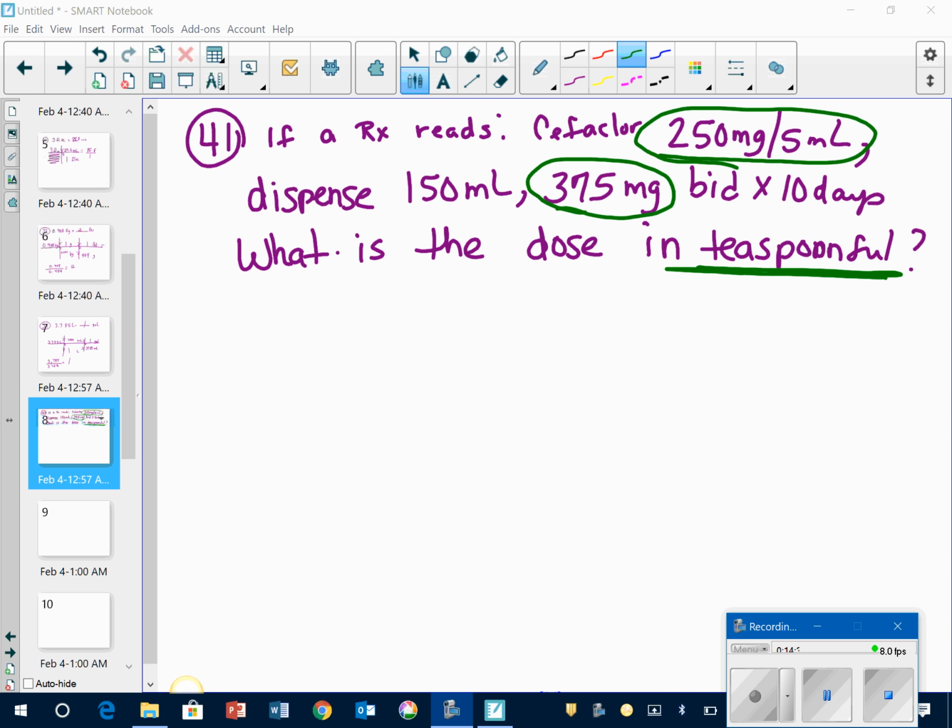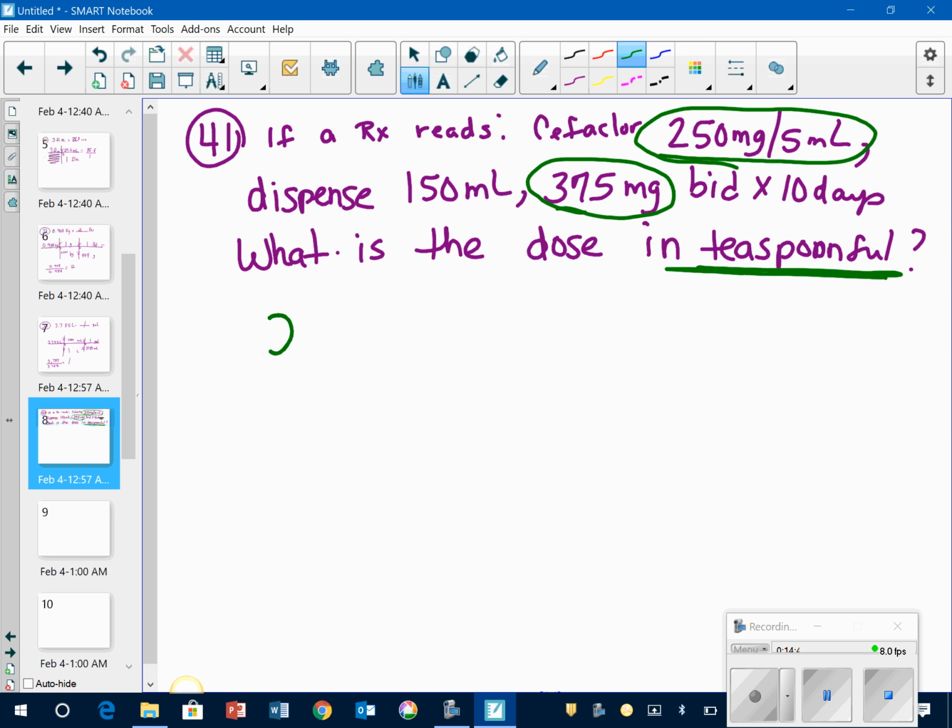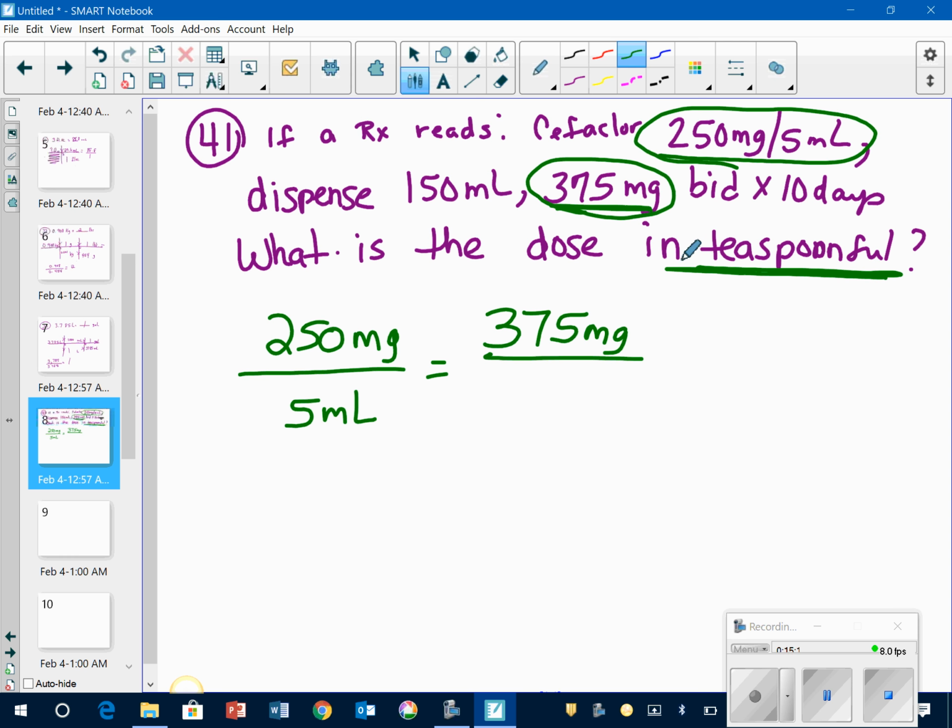Okay, so what we will do first is set up our ratio proportion. So we know 250 milligrams over 5 milliliters, and we have 375 milligrams is what the prescription is written for. Okay, so we need to know what dose to give. So we put X, and we want to find it in teaspoonfuls.